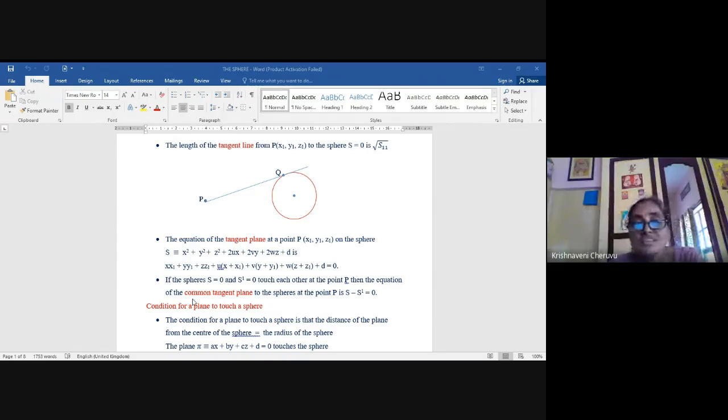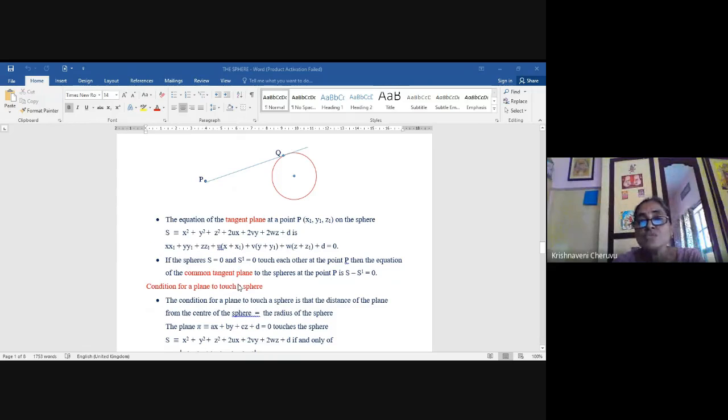Okay, now this is the equation of the tangent plane again. x x1 plus y y1 plus z z1 plus u into (x plus x1) plus v into (y plus y1) plus w into (z plus z1) plus d is equal to 0. So the equation of the tangent plane, how to find out? If you know the sphere and if you know the point, then you can find out the equation of the tangent plane using this formula. This is S1. This is S1.